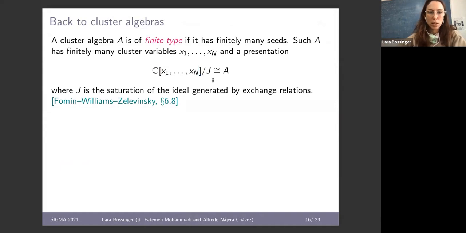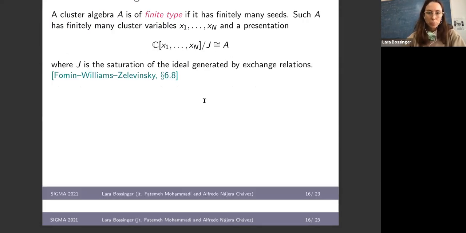So in the case of the Grassmannian 2n, for example, these are as many variables as the n-gon has diagonals. And then, moreover, there's a result in the book of Fomin, Williams, and Zelevinsky that tells us that we can actually get this ideal J by saturating the ideal generated by all the exchange relations.